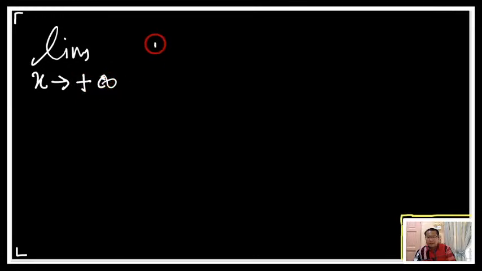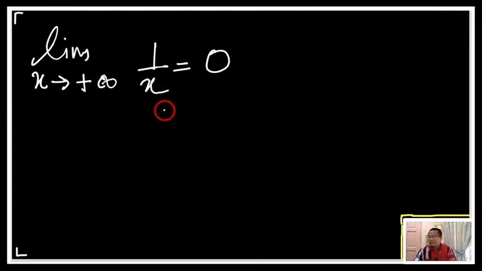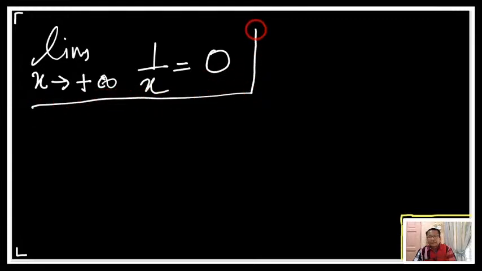Rational function. This one is very special. As x approaches positive infinity, 1 over x is equal to 0. This is one formula that you need to remember. And if you want to solve, you have to divide the numerator and denominator by the highest power of x that occurs in the denominator.